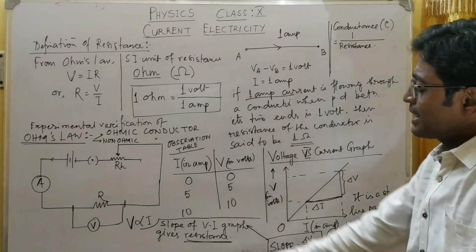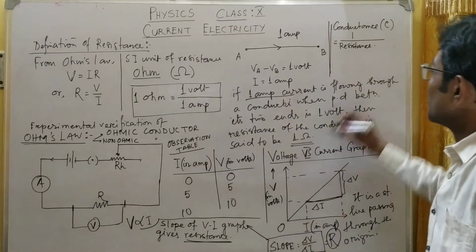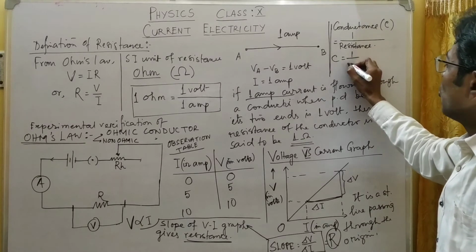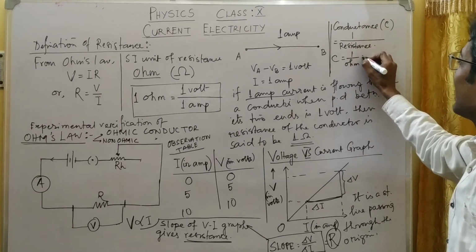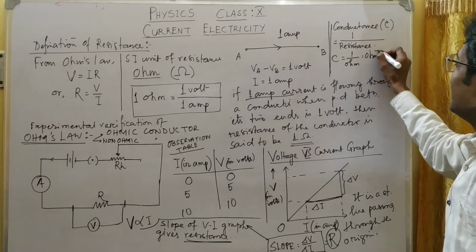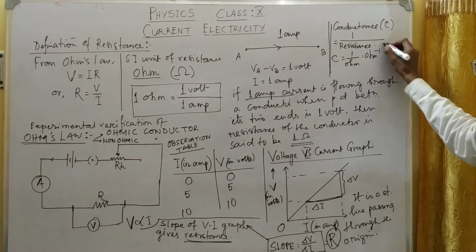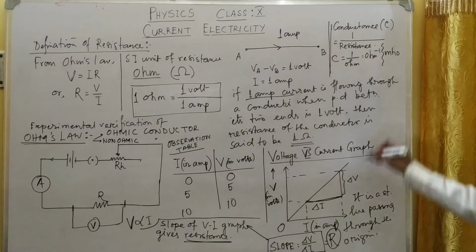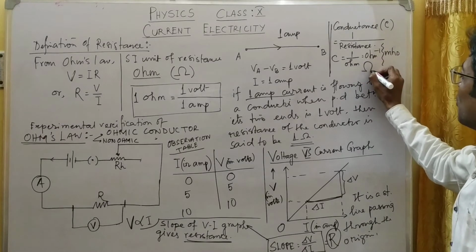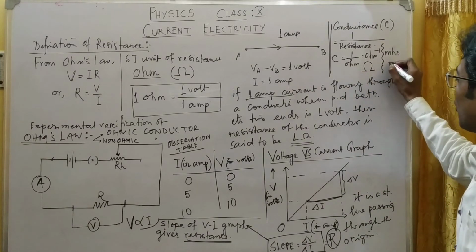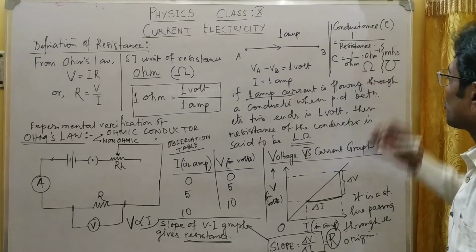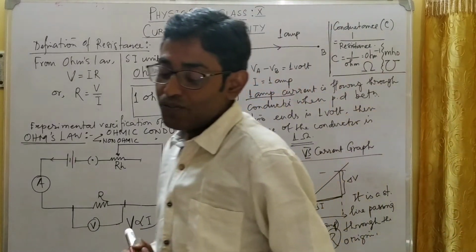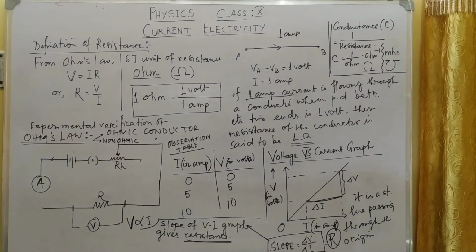So if resistance has the SI unit of ohms, remember, conductance has the unit of 1 by ohm. So we can write ohm inverse, or simply another name is given, mho, M-H-O. Just reverse it, and you won't believe it, the symbol of ohm is this, and the symbol of mho is just the opposite of this one. So that is called conductance. The opposite of resistance is known as conductance.